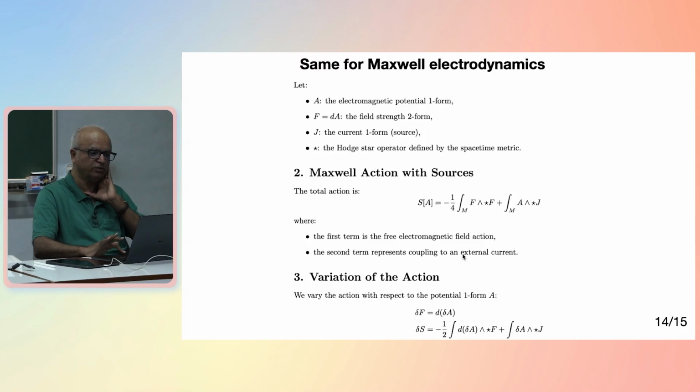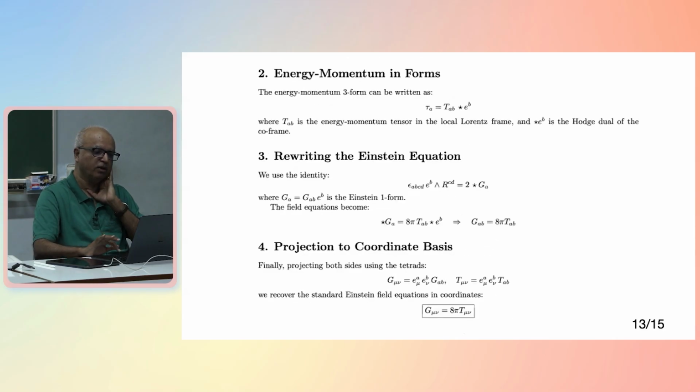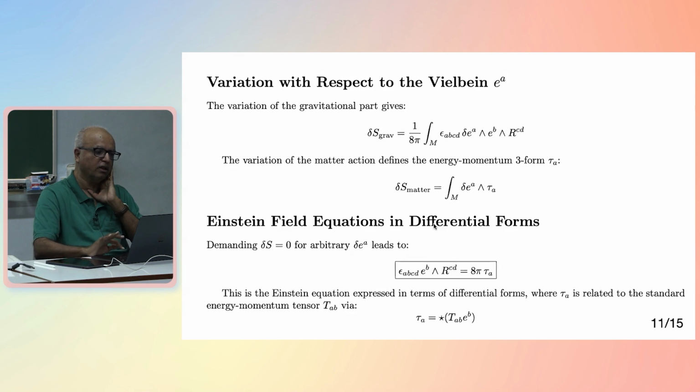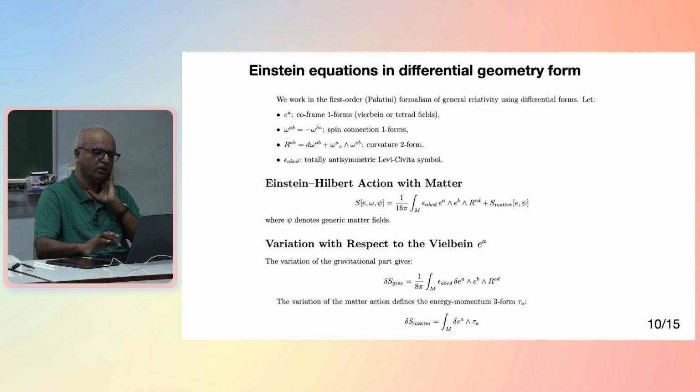The second term represents coupling of the potential to an external current. Just have a look at this, try to remember F square, A times J. Let's go back. What is gravity like? What is the action here? Right. It's not F square, you see.